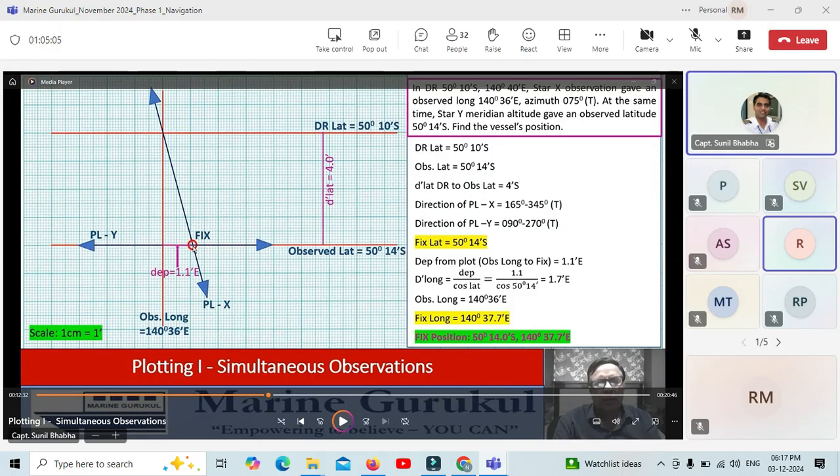Okay, sir. Only thing is, if you plot the DR longitude here, it will become a little lengthy. You will have to find out the departure between observed long and DR long, and you will have to plot it there. So that will only add a couple of minutes to the plot.